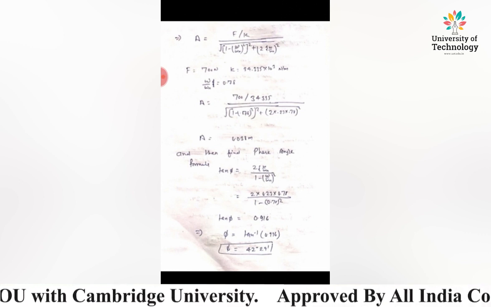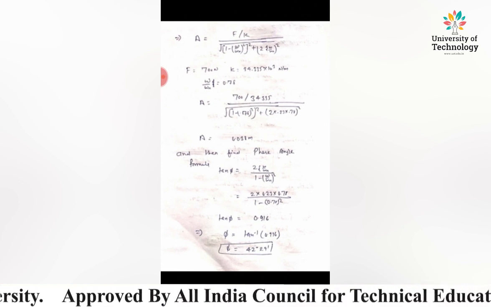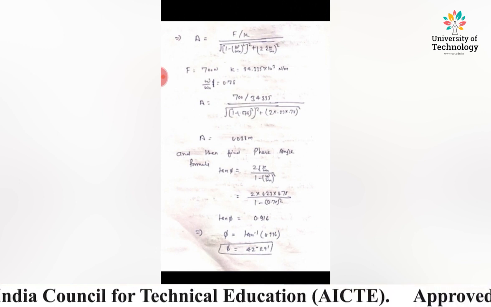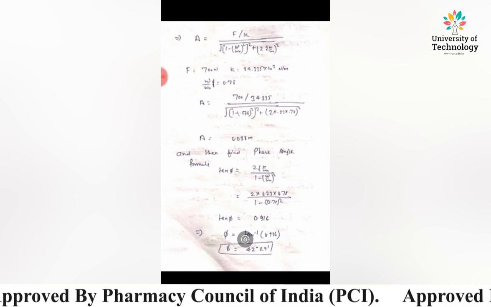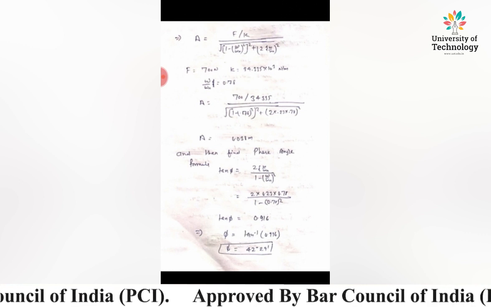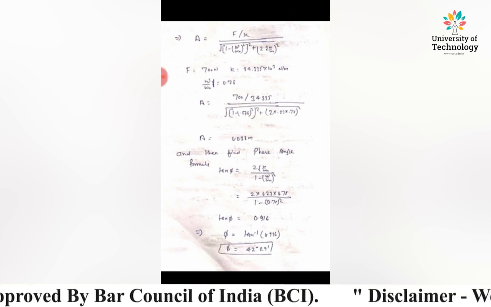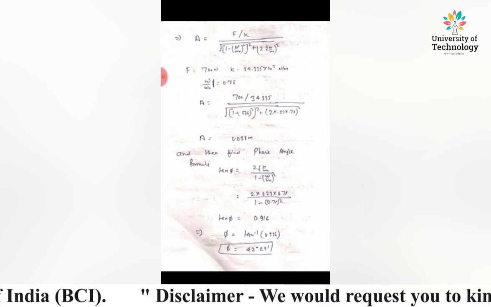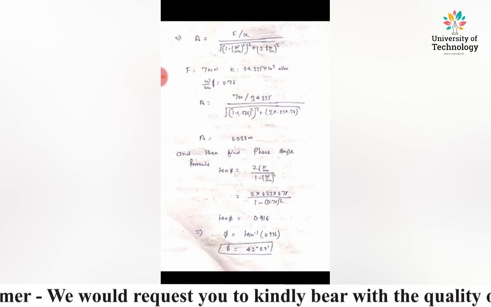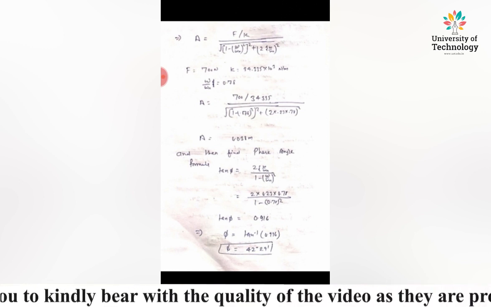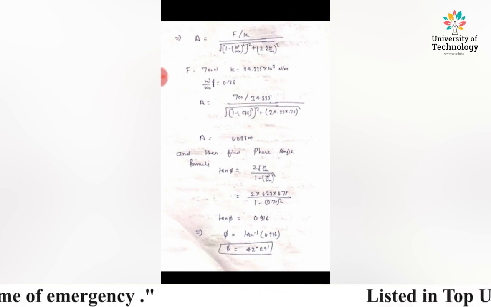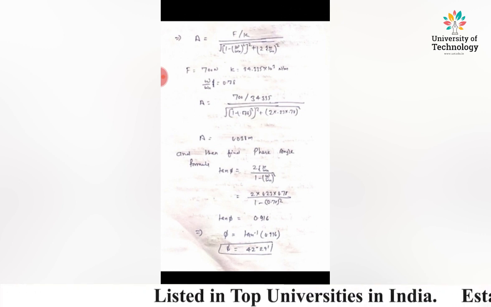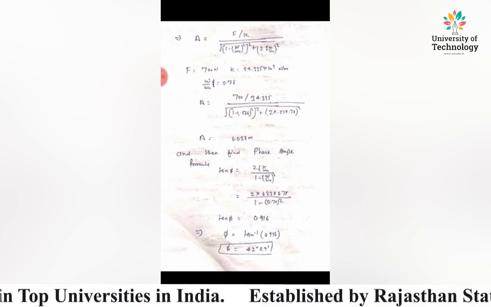And then we have to find the phase angle. Next we have to find phase angle by the formula of tan phi is equal to 2 zeta omega by omega n upon 1 minus omega by omega n whole square. We have the value of zeta is equal to 0.23 and omega by omega n is equal to 0.78. By putting this value in this formula, then we get the value of tan phi is equal to 0.916.